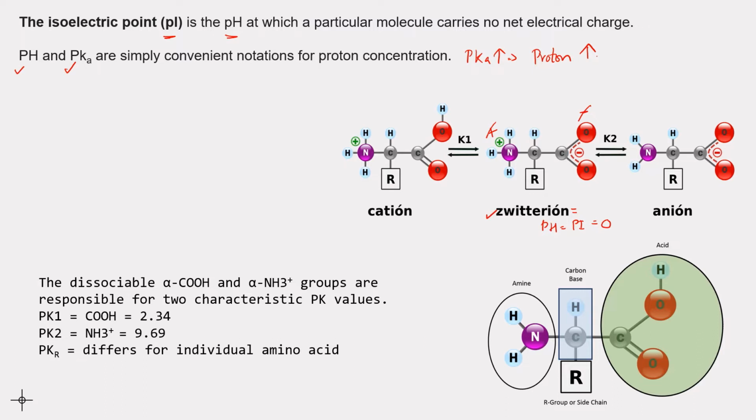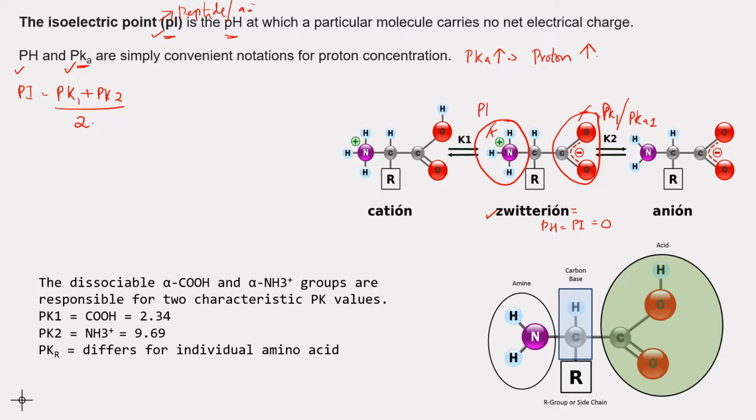If we talk about Pi as a whole, Pi is given by a simple formula, that is pK1 plus pK2 divided by 2. Pi is considered for the peptide as a whole, or for the amino acid if there is an amino acid as a whole, and pKa is considered for each functional group. So we have ammonium as one functional group and carboxylic acid as another functional group. Generally you would consider the carboxylic group as pK1 or pKa1 and the amino group as pK2 or pKa2.